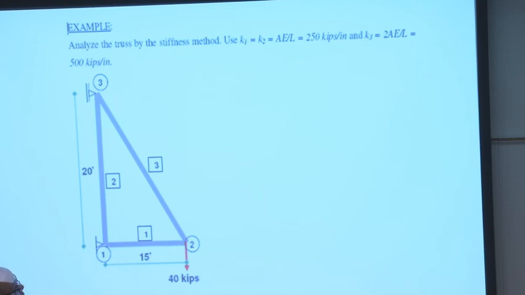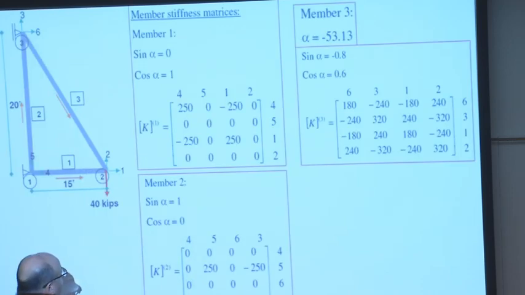So they gave you the AE over L already as 250. And for member number 3, you had this to be a little bit stronger. It's 500 kips per inch. So basically, you know what the AE over L for each member is. What are we trying to find? Again, we find displacements, we find the reactions, we find the forces in the members. So we have a pin support right here and another support at the top.